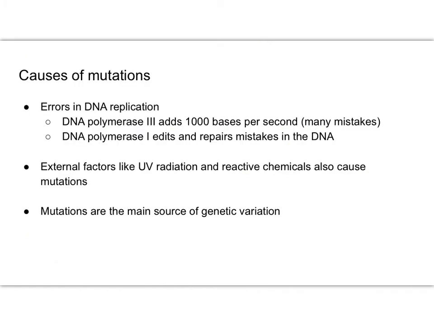Some things that can cause mutations would be errors that are happening during DNA replication. If you remember with DNA replication, DNA polymerase 3 is the one adding my new nucleotides onto that 3' end. And it adds 1,000 base pairs per second. That is super fast. And so it makes mistakes. Okay? It will occasionally not pair an A with a T or a C with a G. It will make mistakes on occasion. The enzyme will pair the wrong ones, and that can cause a mutation.